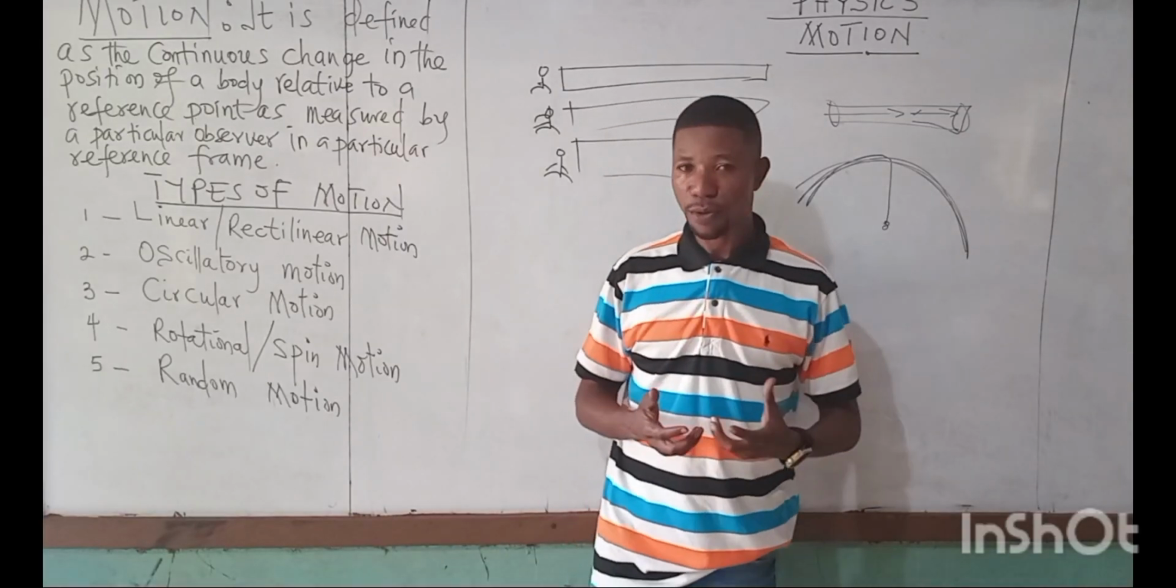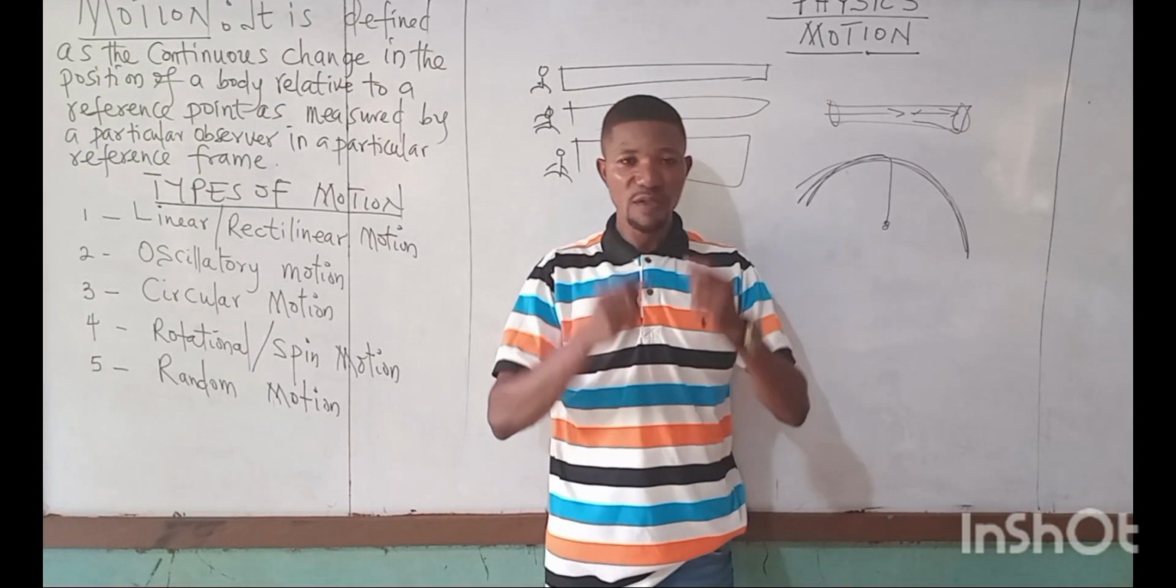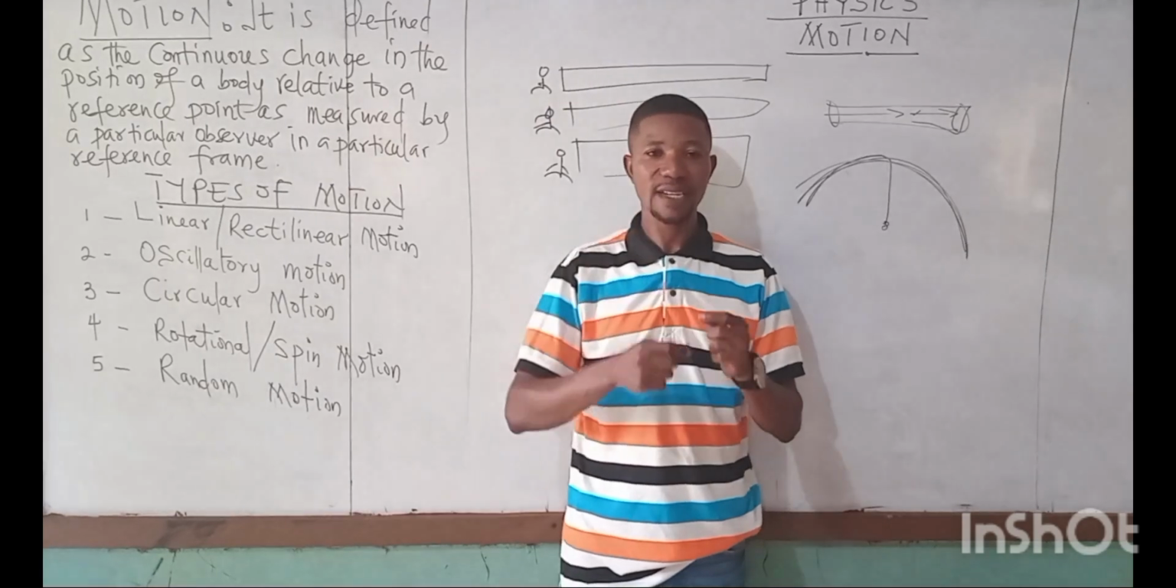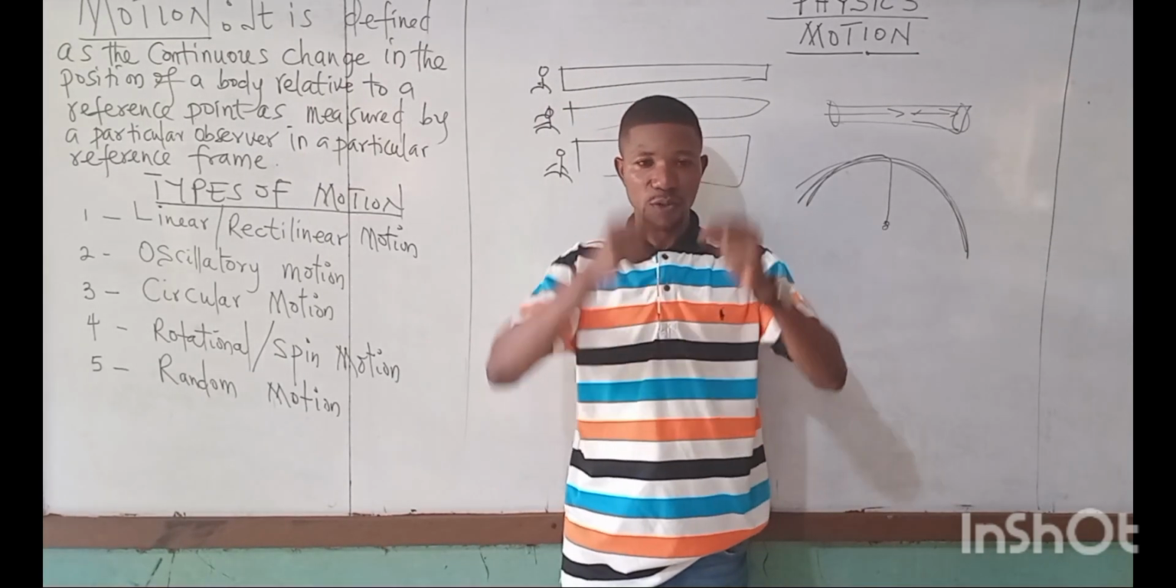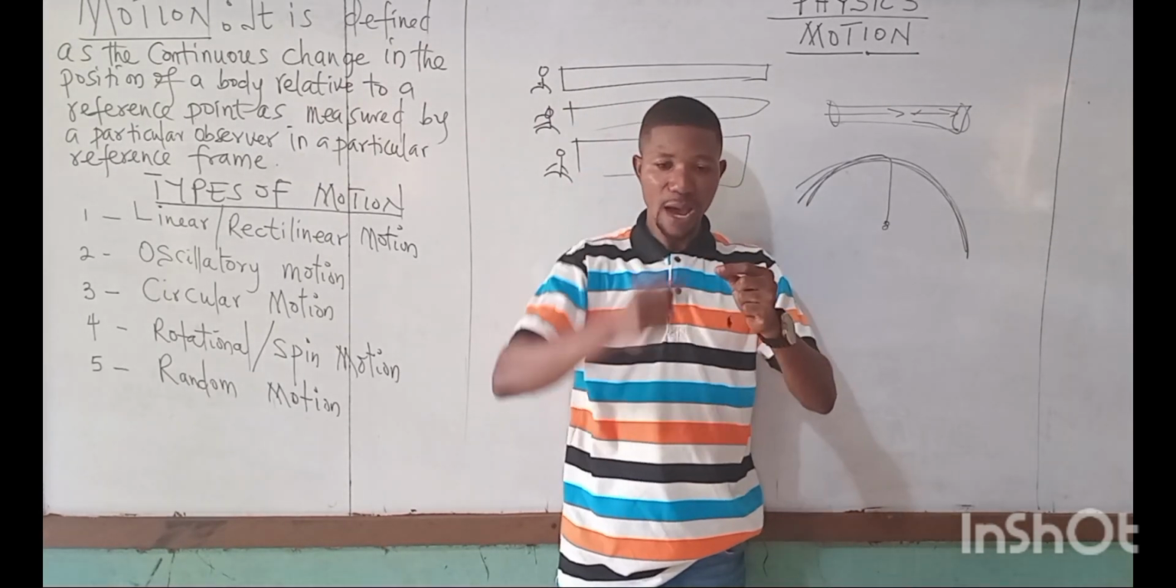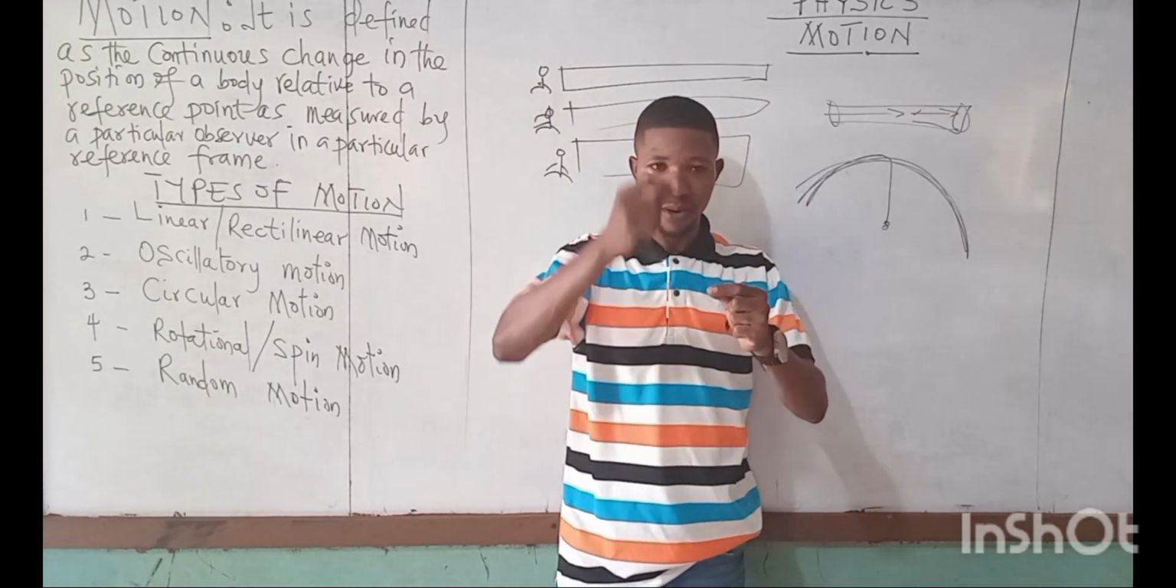Another example under oscillatory motion is the movement of a piston in a frictionless cylinder. So the piston goes this way. In a frictionless cylinder, it goes up and down, up and down in an oscillatory manner.